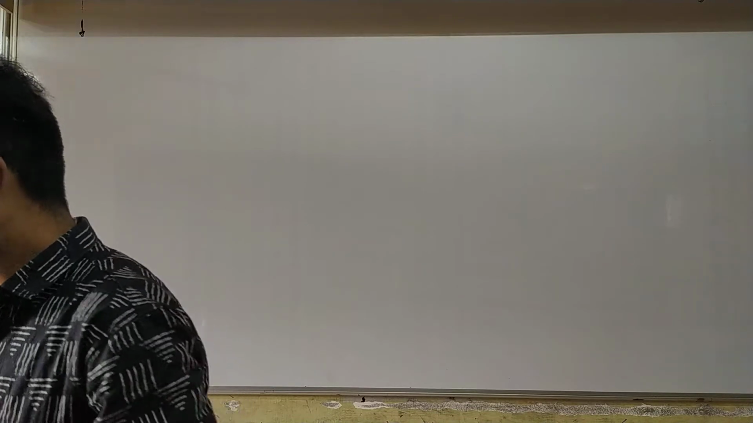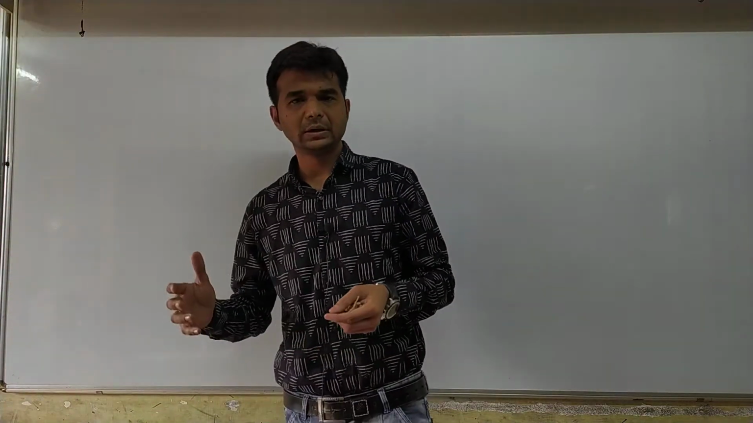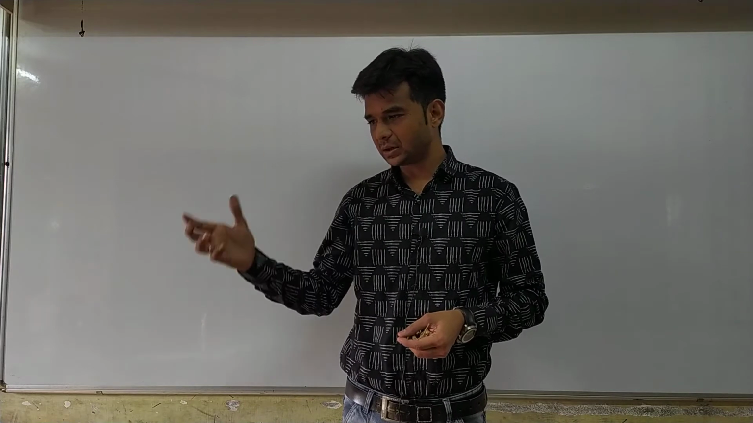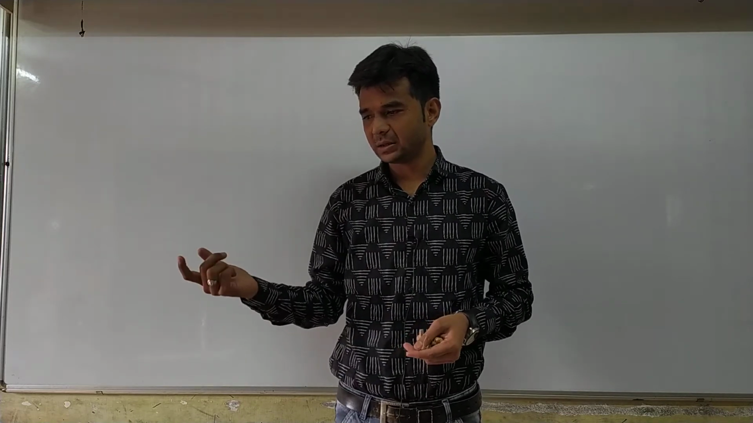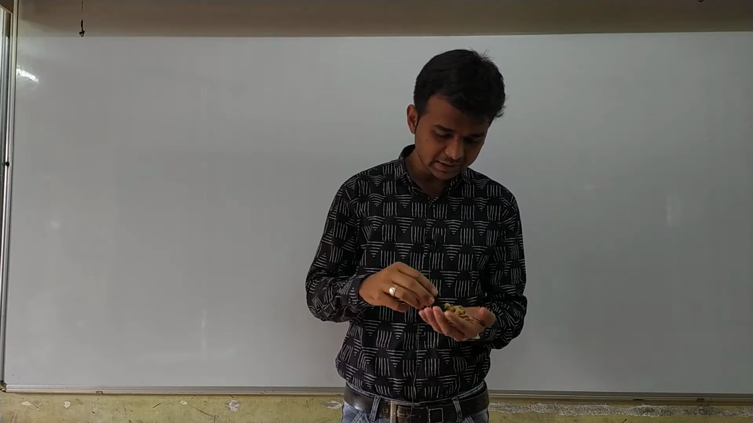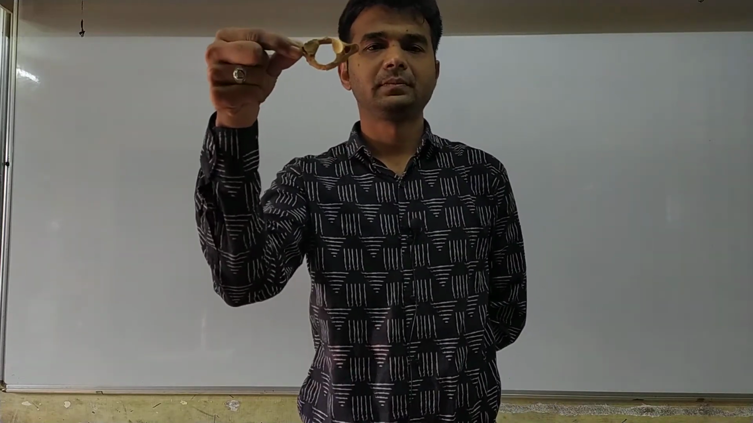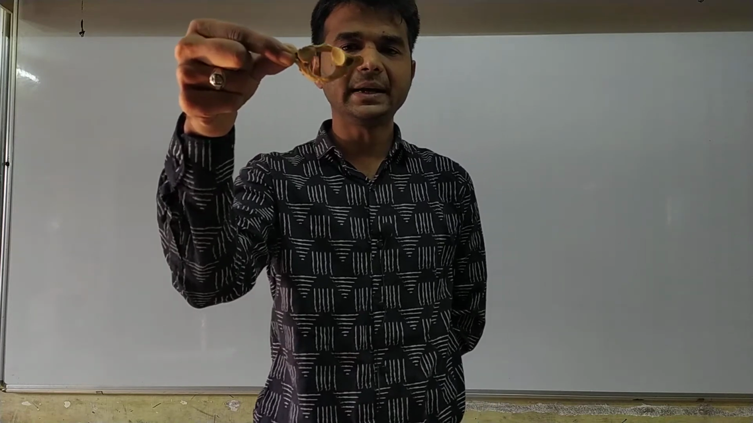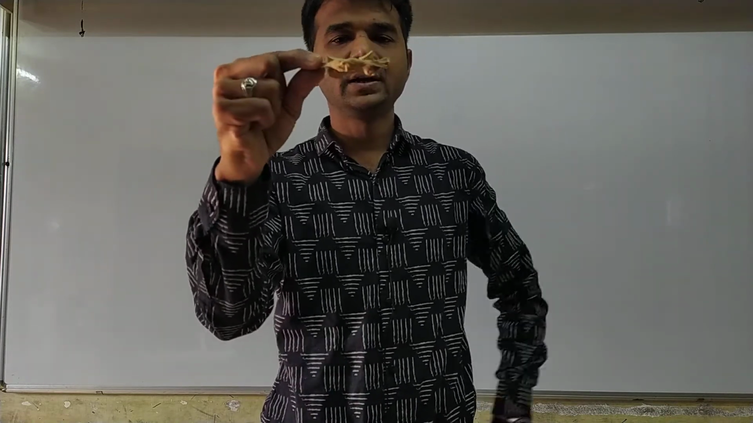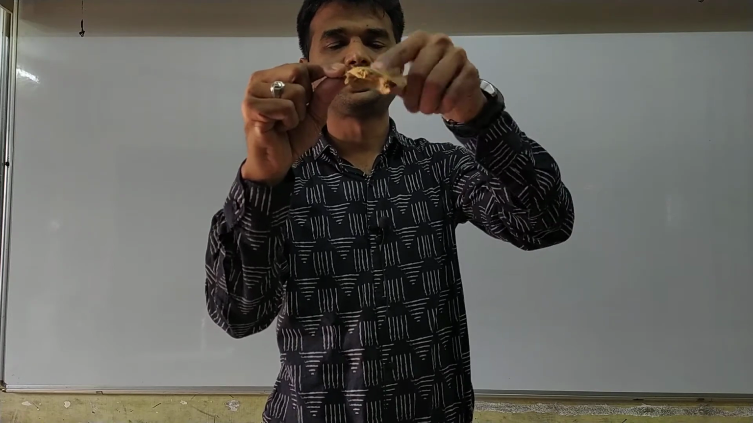Now I will show you the important vertebrae. See, we have shown the scapula, collarbone, clavicle, ribs, sternum. Now see, this is known as atlas. When you see it properly, the two curvatures are there.